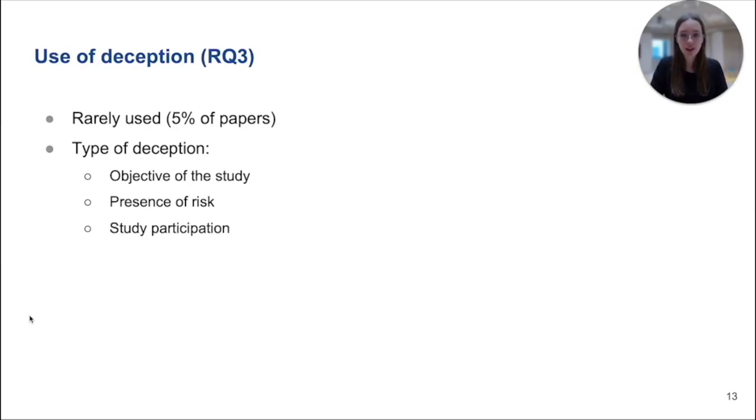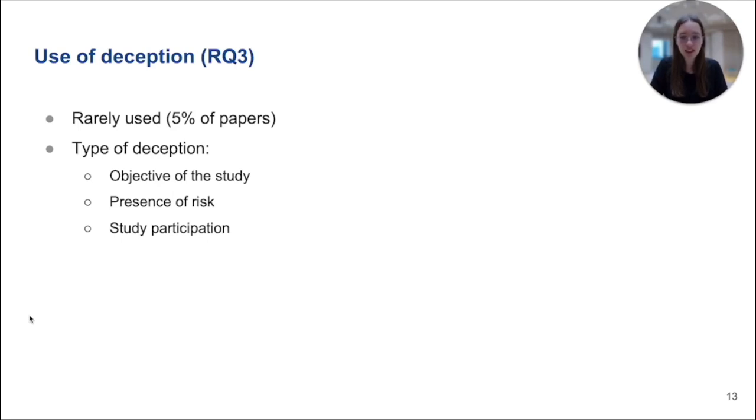In the paper, we describe how there is a gray area between deception and not priming participants to think about security and privacy topics, which we did not classify as deception. We thought that researchers might frequently use deception to simulate risk, but surprisingly, we found that deception was used only in about 5% of papers. We categorize these papers to understand what type of deception they used.